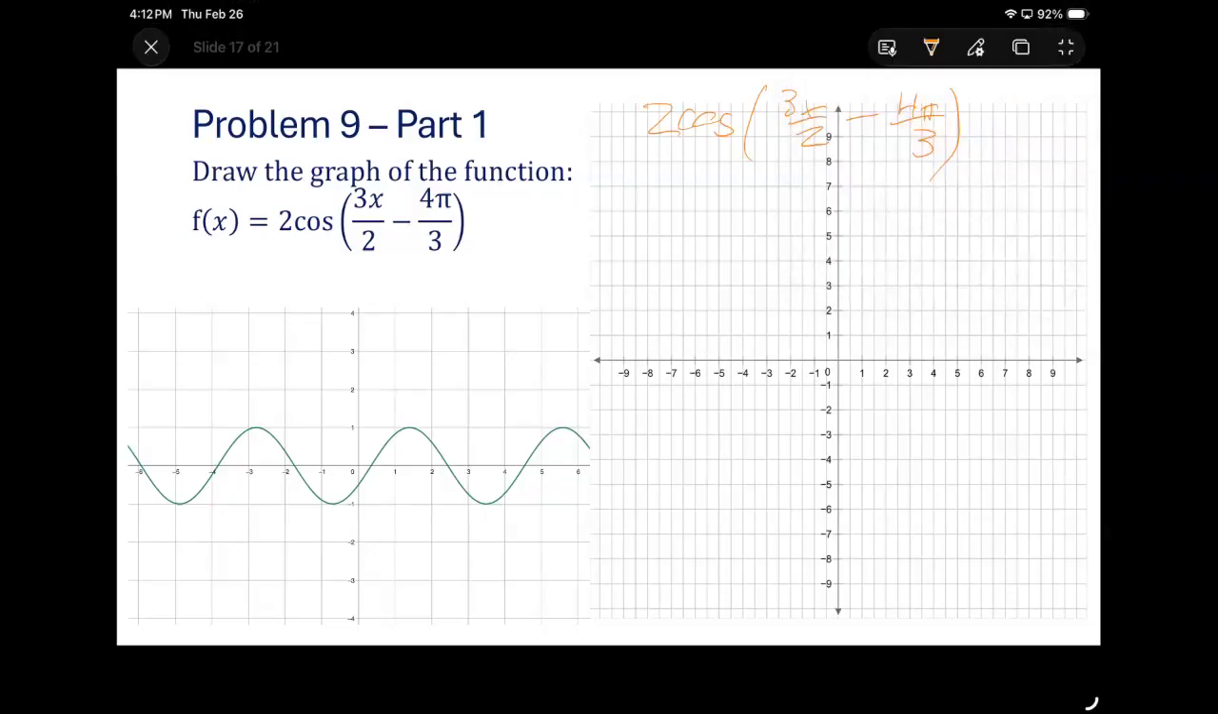We know our amplitude, we can see that right away. It is 2. What is our phase shift, our period? It'd be 2 pi over 3 over 2. But we're dividing by a fraction, so we'll multiply by the reciprocal. So we're going to get 2 pi times 2 over 3, which is 4 pi thirds.